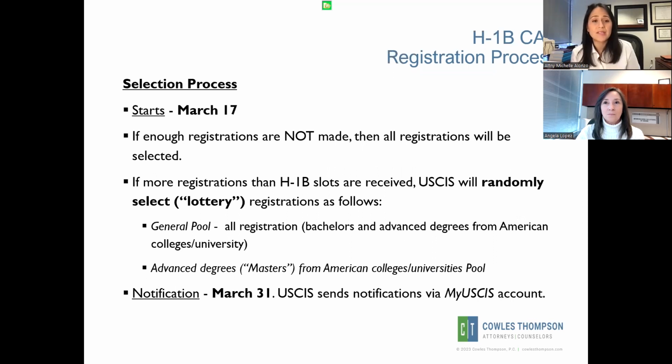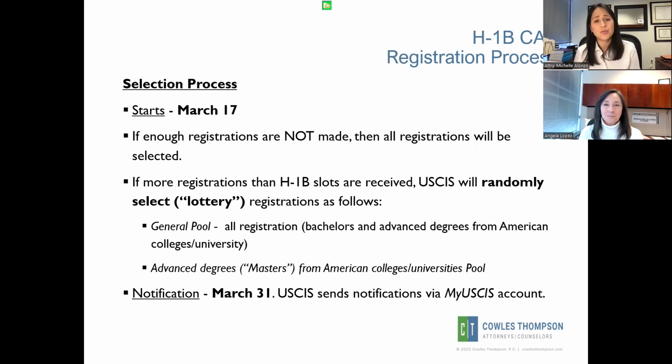The selection process will begin March 17th, as mentioned in the previous slide. Now, if there aren't enough registrations because they're under the cap that's been set, then everyone registered will be selected. That's not the case. Historically, we know that's not what's going to happen. So because more registrations are anticipated than the H-1B slots available, USCIS will randomly select registrations as follows. Obviously, it's known as the H-1B lottery.